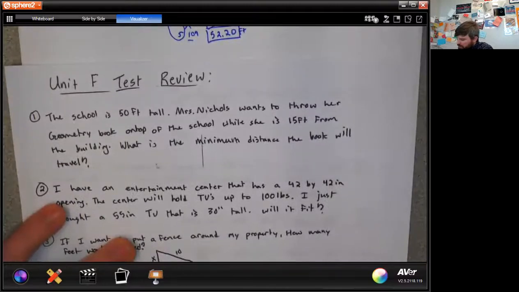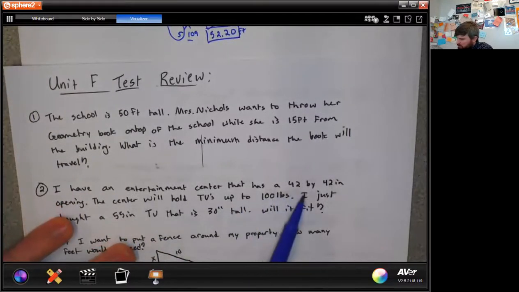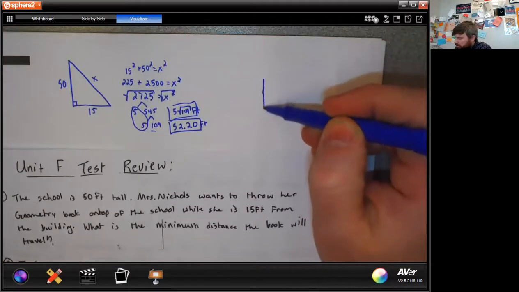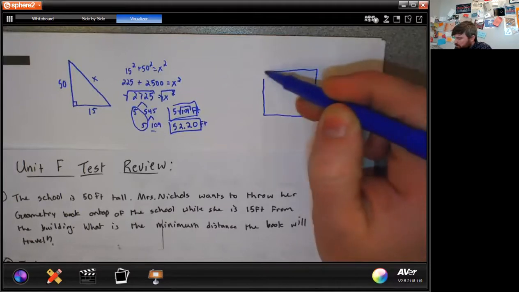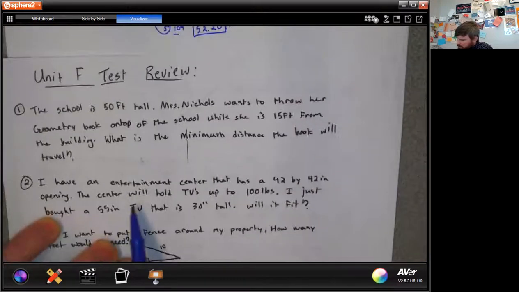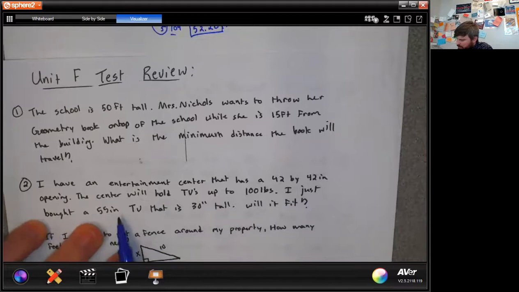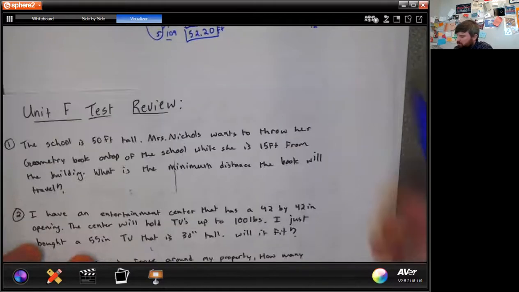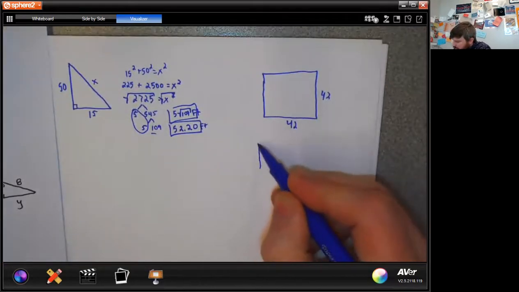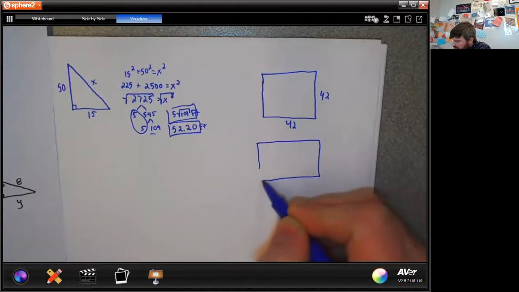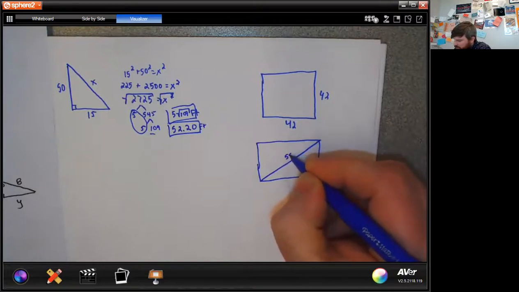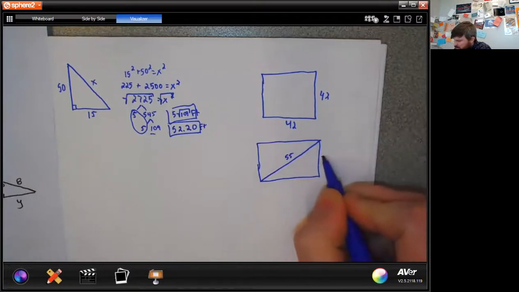All right, so I have an entertainment center that has a 42 by 42 inch opening. If we draw that up here, it's a square, 42 by 42. The center will hold a TV up to 100 pounds. I just bought a 55-inch TV that is 30 inches tall. Will it fit? Now when you buy a TV, the TV measurement is actually the diagonal from one corner to the other. That's 55 inches, and then I say that it's 30 inches tall.